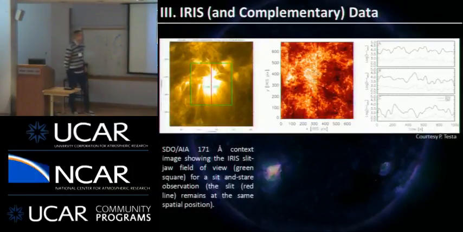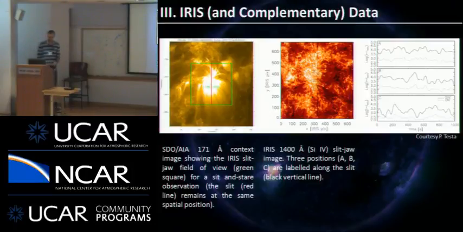So this is the kind of IRIS data that we're interested in, and this was kindly prepared for me by Paula. In this case, this is the region that we're interested in looking at, a nice bright loop footpoint region, and the IRIS slit jaw field of view is green, and the slit is the red bit. So we keep that in the same place, and we're looking for variations in the footpoint. This is the IRIS 1400 angstrom silicon 4 slit jaw image, and you can just about see that we've identified 3 positions along the slit, A, B, and C, which are just about visible there.